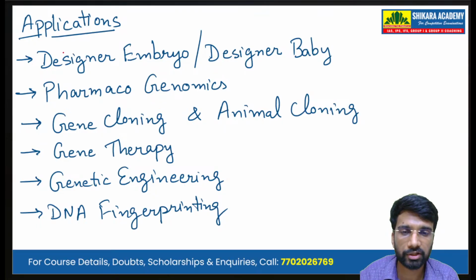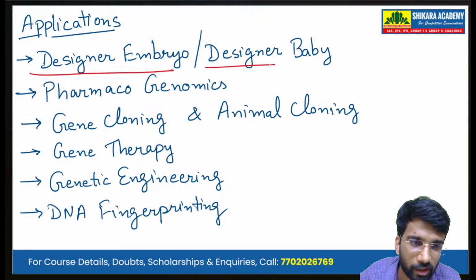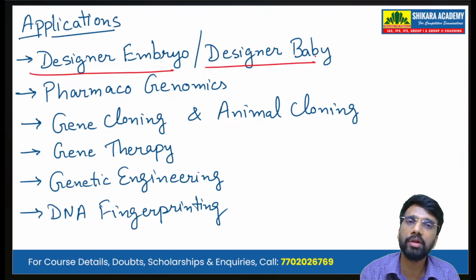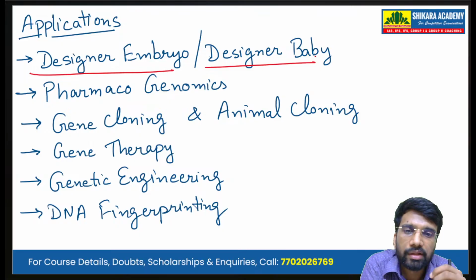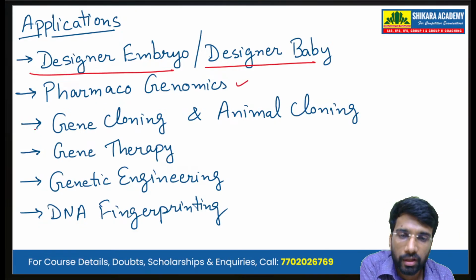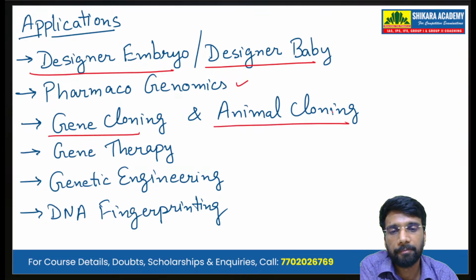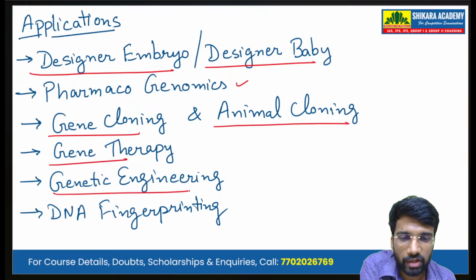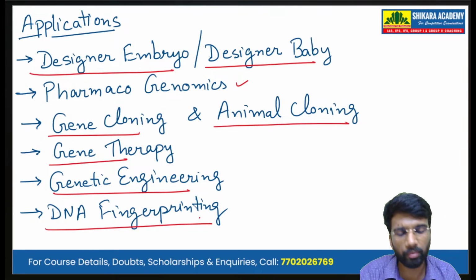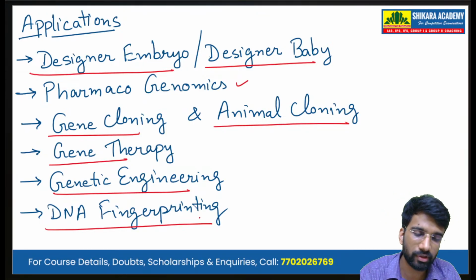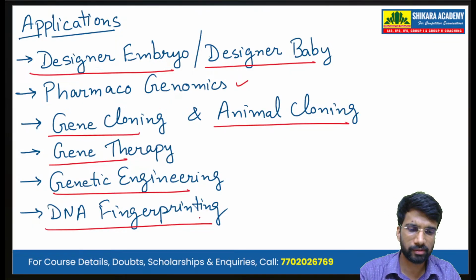So what are the applications that we can use in the designer embryo or designer baby program? In the embryonic stage itself, we can edit the genome to get the desired characteristics in the embryo and ultimately the baby. Then there is pharmacogenomics, gene cloning and whole animal cloning, gene therapy, genetic engineering, and DNA fingerprinting. These are the applications of the Human Genome Project as well as of biotechnology. Now let's discuss these applications one by one.